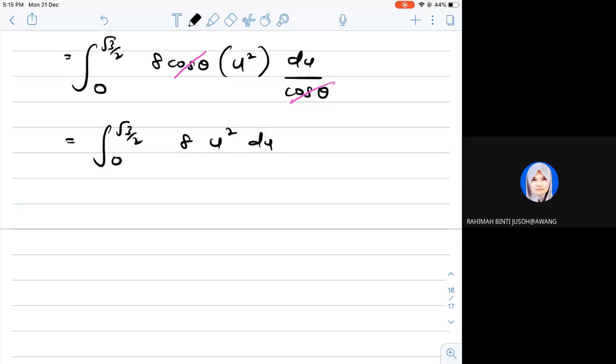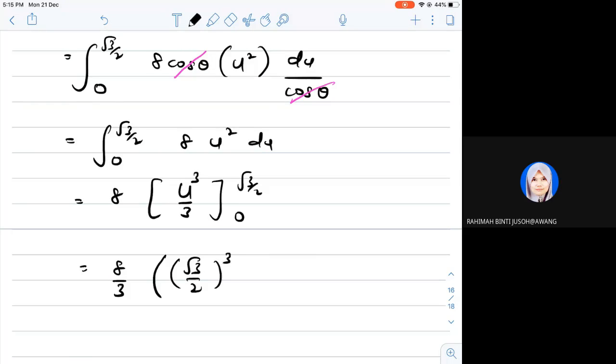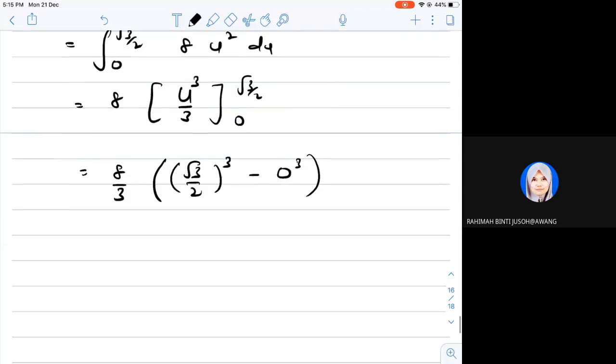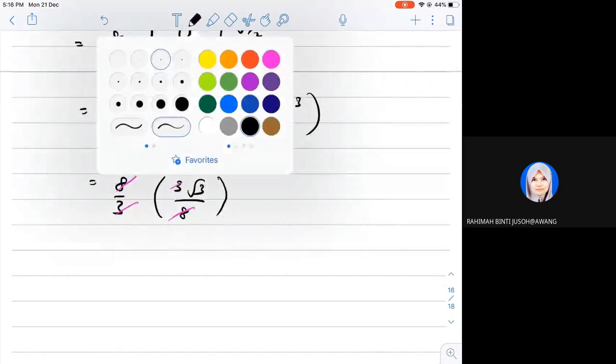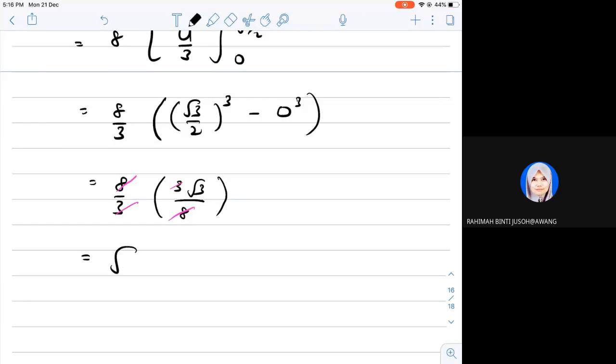Yes, so we will have 8 multiplied by u cubed over 3, substitute square root 3 over 2, and then 0. So let's take out 1 over 3, so we have 8 over 3. So square root 3 over 2 cubed minus 0 cubed, of course 0. So we will have 8 over 3 multiplied by square root 3 cubed is 3 square root 3 over 2 cubed is 8. Over 8. Yes. So we can cancel this and then also this one. And then we will have square root 3. Okay, so that's the answer.